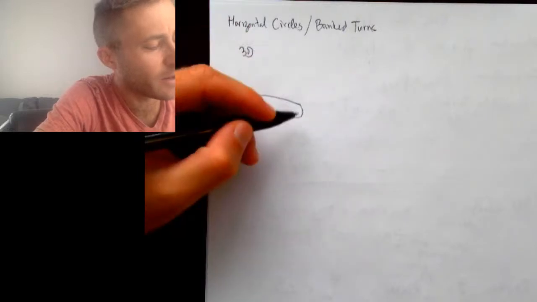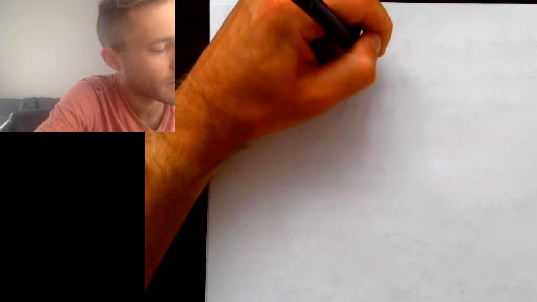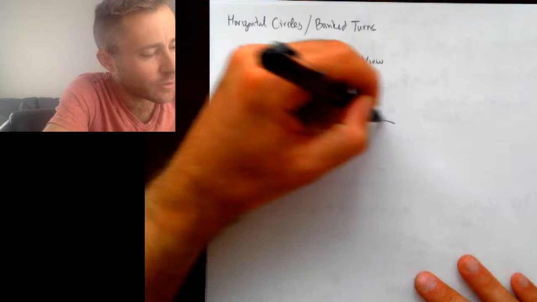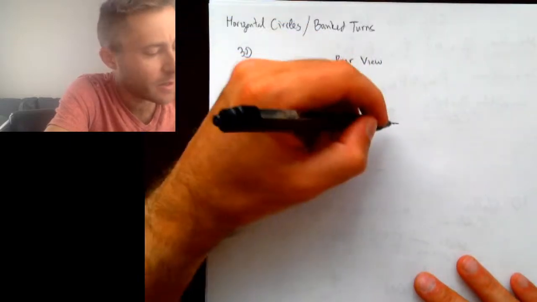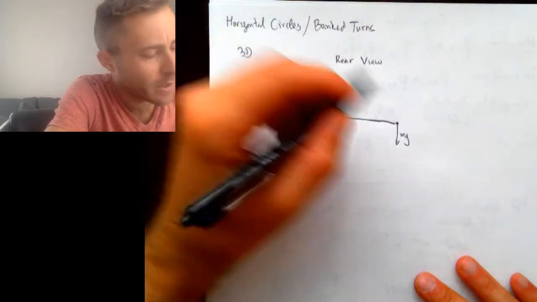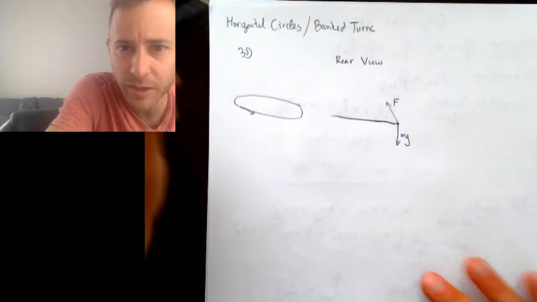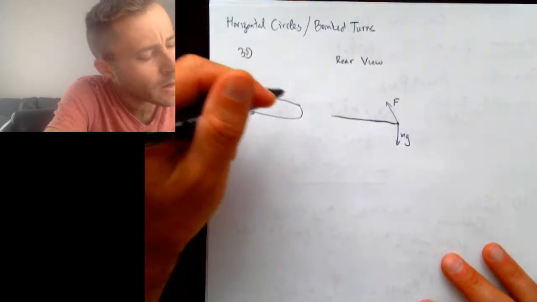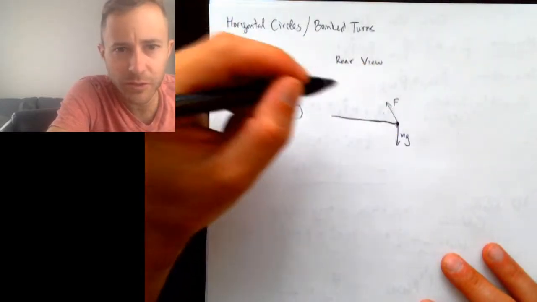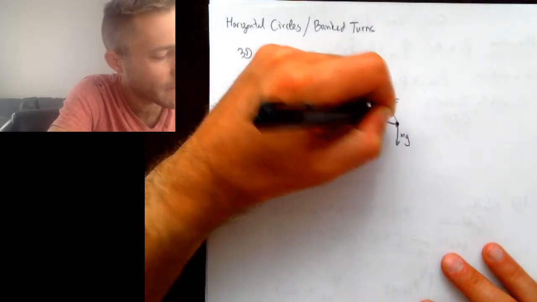If we wanted to look at it sort of from a rear view, so here's the circle, we're looking at it edge on, and here's the object. It's got mg going this way. It's got some other force, I'll just call it F, going that way. The acceleration, because the object is right here, is towards the center of the circle. So it's going to be in this direction. Okay.